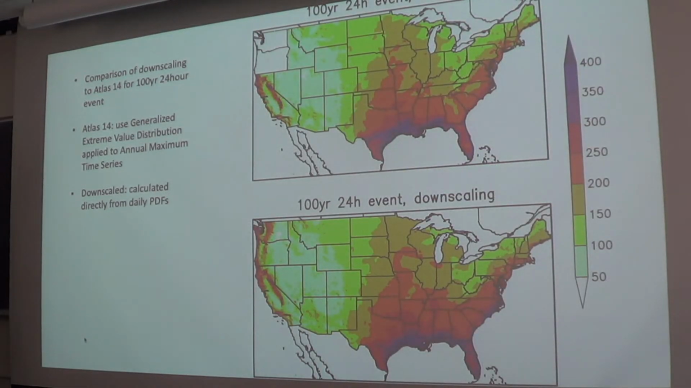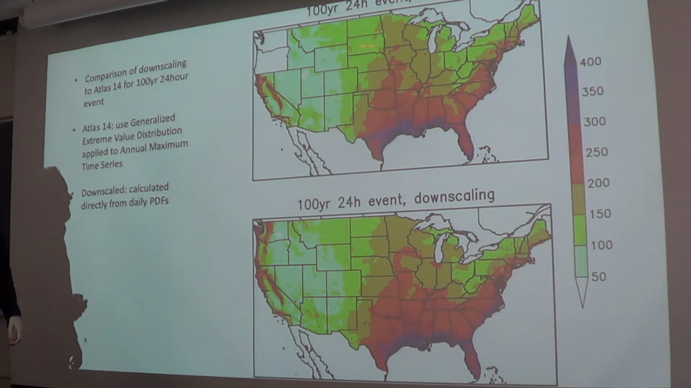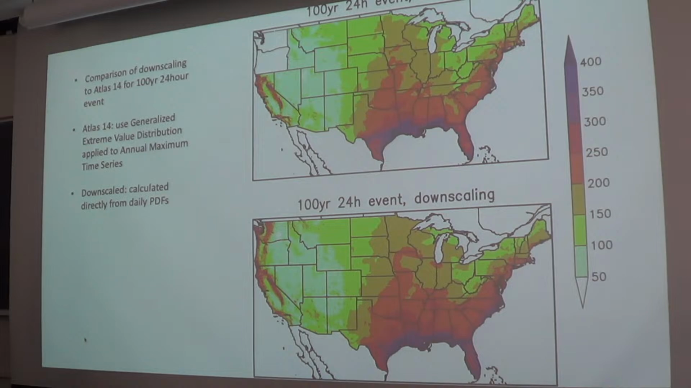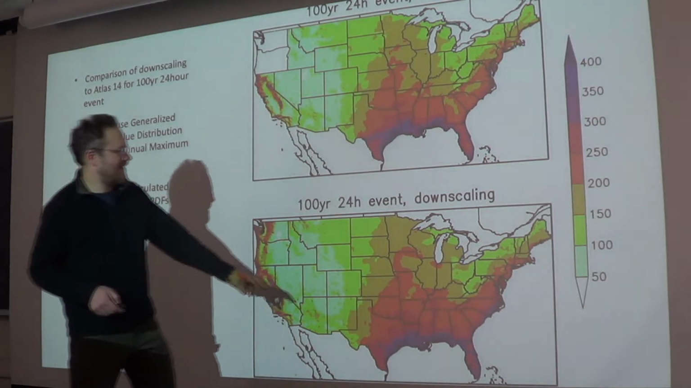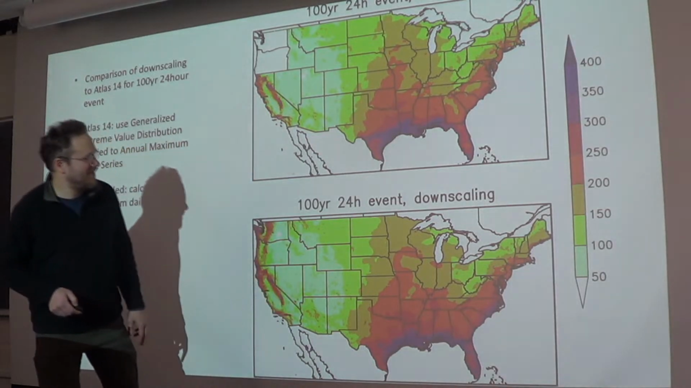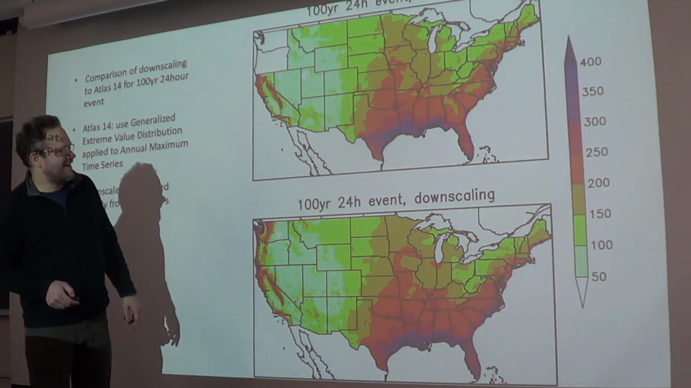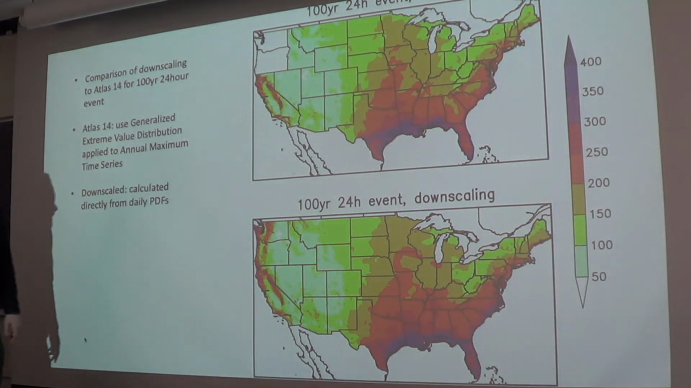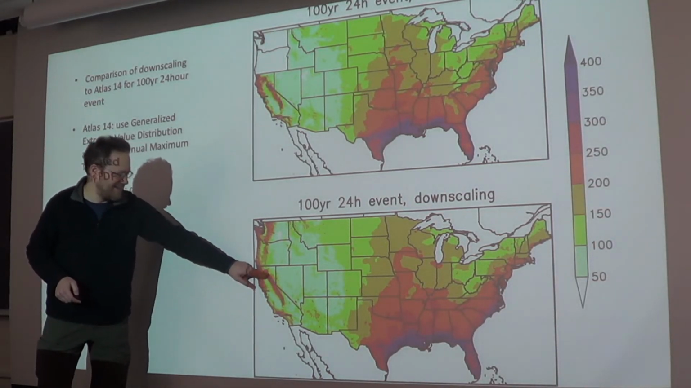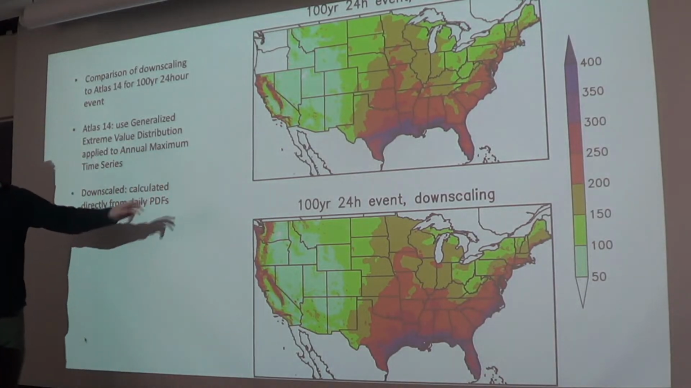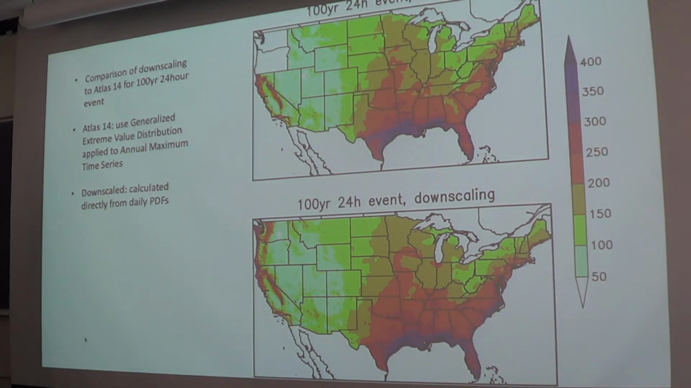And then here's an example of the 100-year event, and the top is Atlas 14. For some reason, Atlas 14 didn't get to these two states yet, so they're blank. And here's the downscaling. There are some issues. In many places this is slightly too extreme, but overall it gets the general patterns right. I was not aware of how extreme precip can get in the Sierra Nevada and along the Cascades. Those events are quite big, almost as big as down by the Gulf Coast.